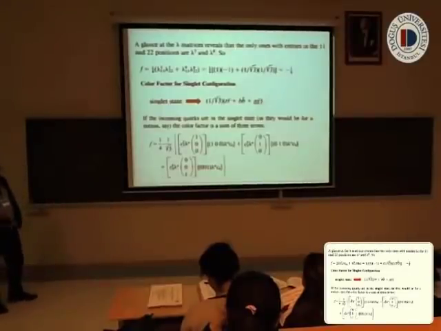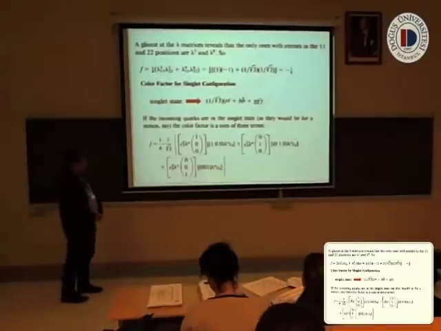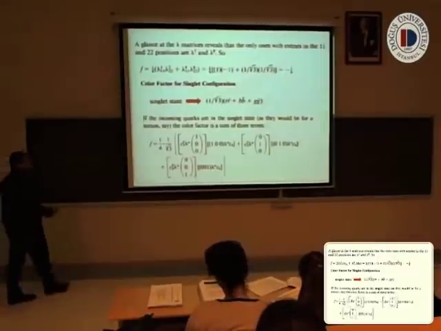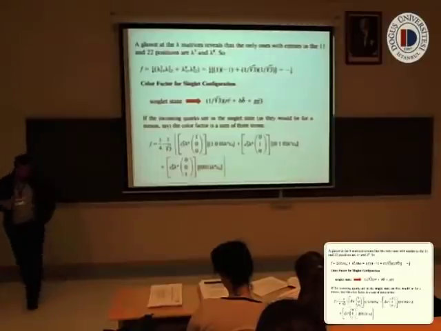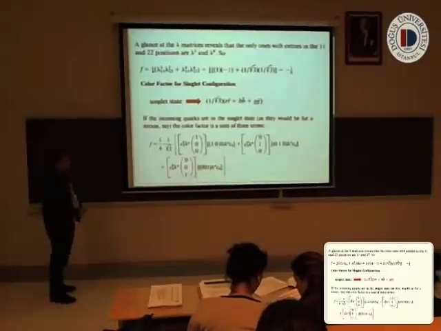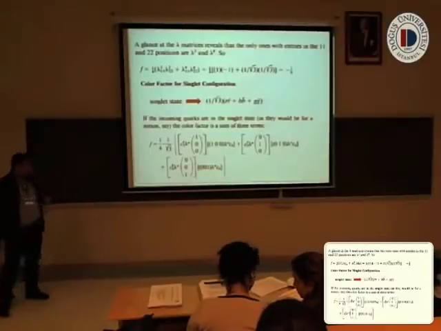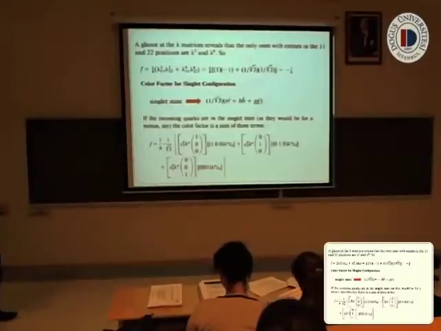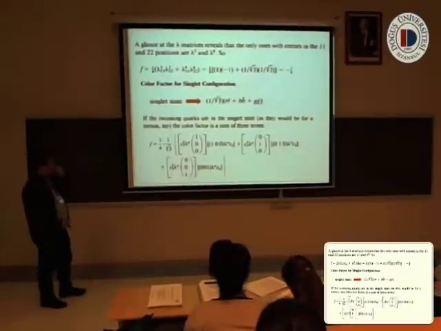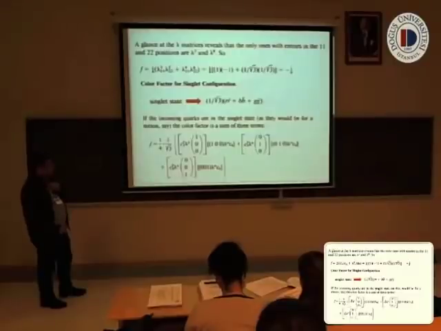So if we put the values here also, first we put the color conservation, then also the incoming color, quark anti-quark, is in singlet configuration. Also the outgoing quark anti-quark will be in singlet configuration. So we put the singlet configuration here. See, this is RR bar. This term is for RR bar, and this stands for BB bar, and this part for GG bar.